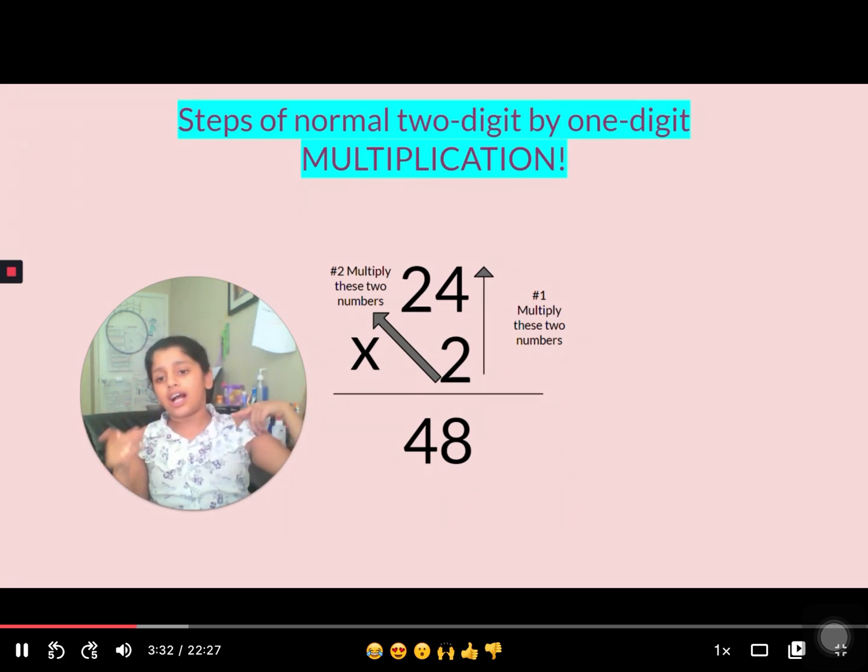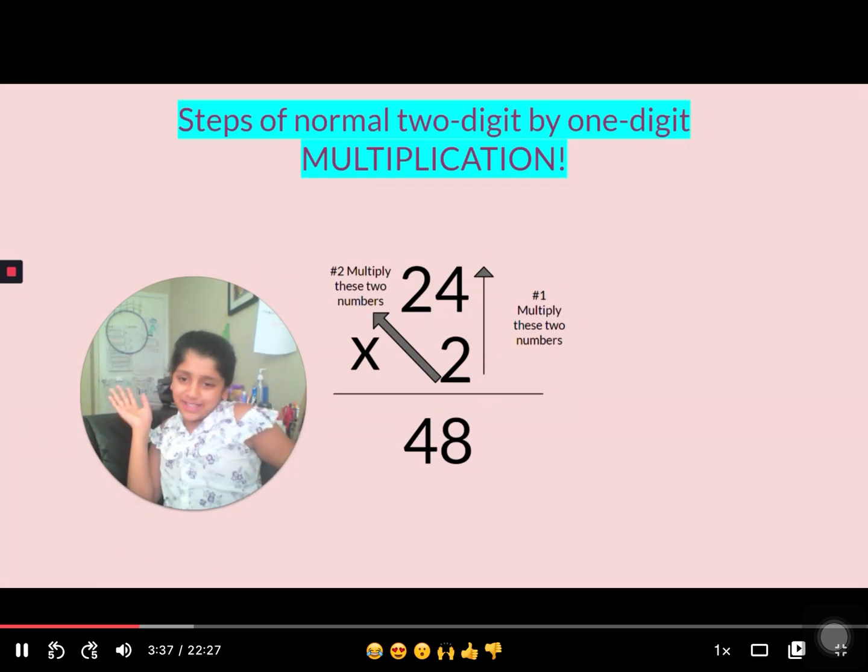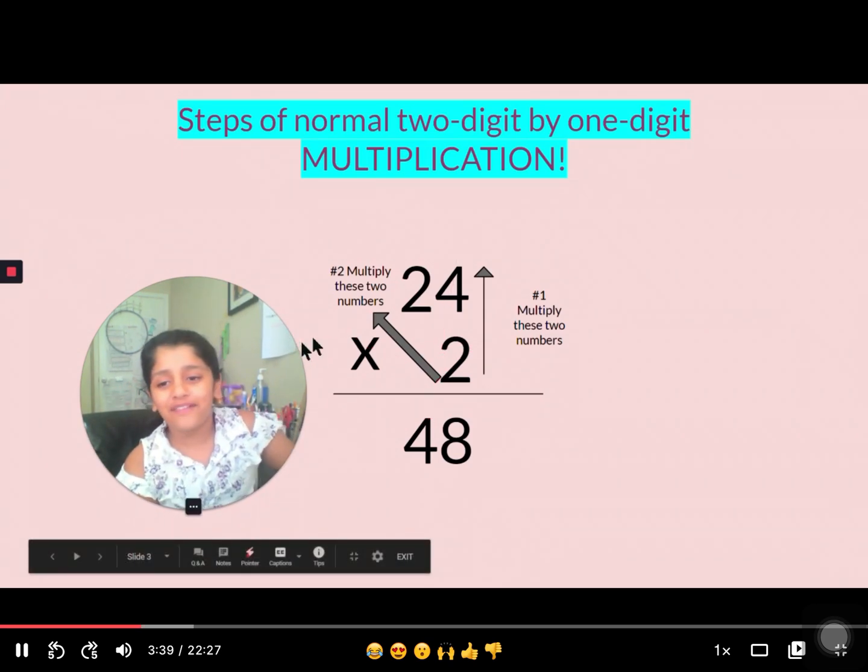But I'm not exactly sure about division. I don't know. It's fine. We'll learn about division later. First, let's focus on this multiplication.